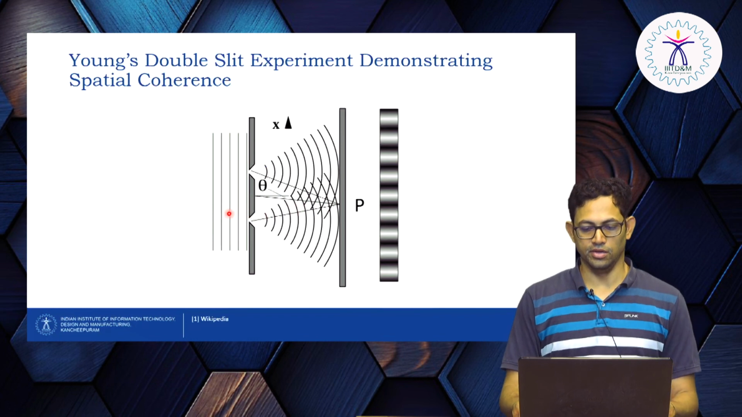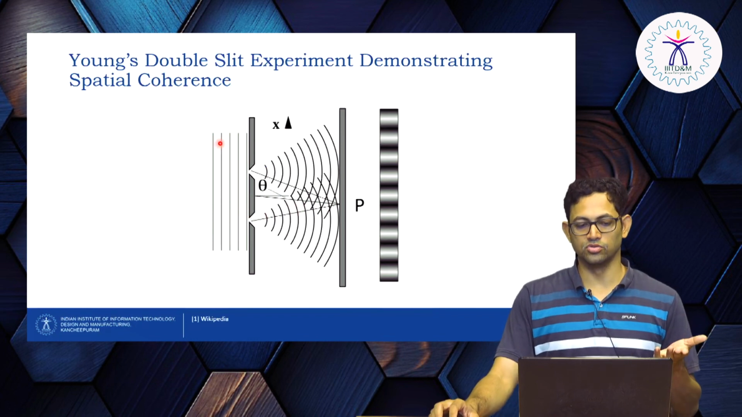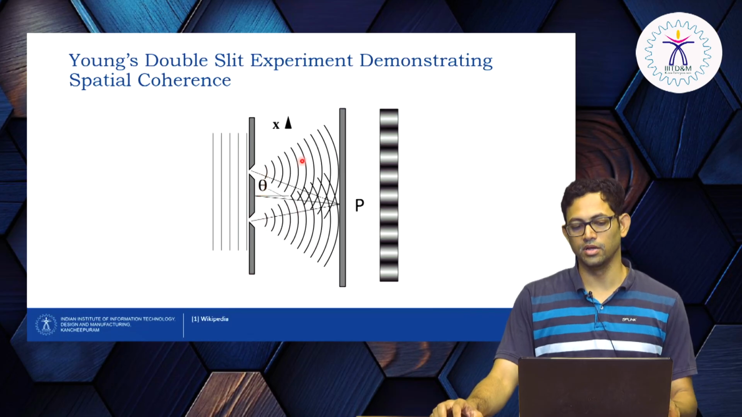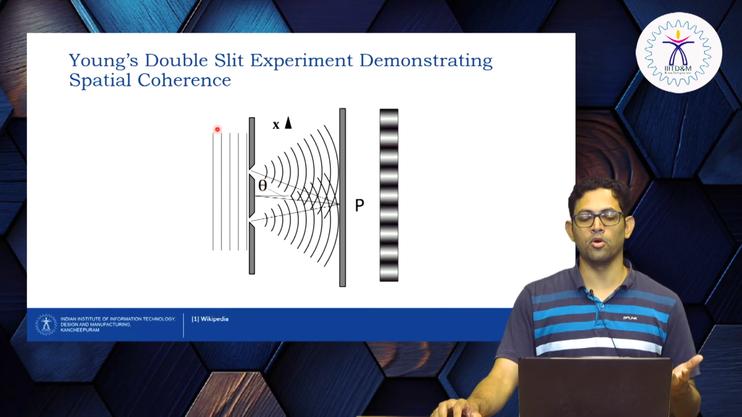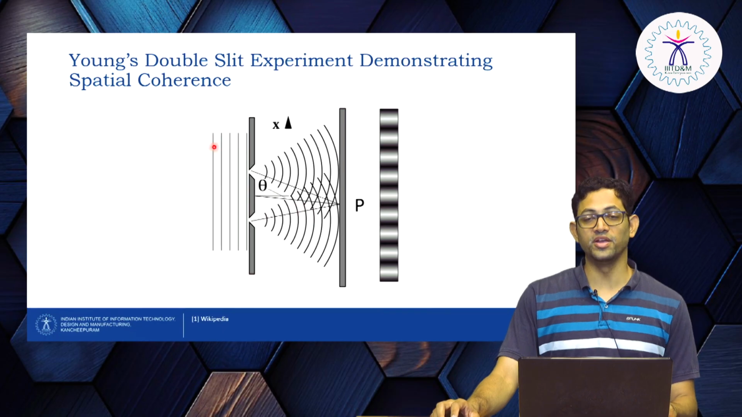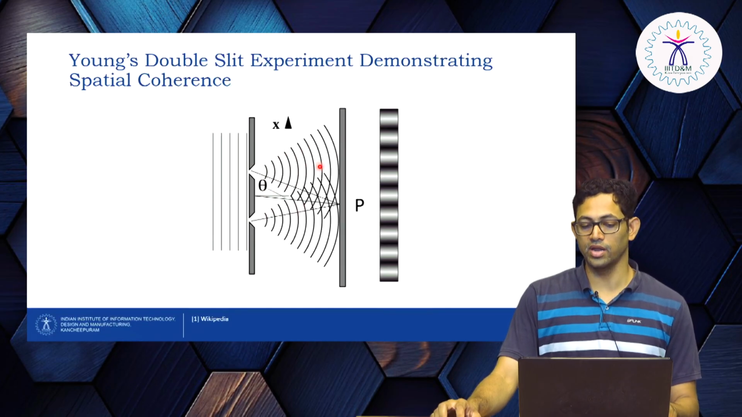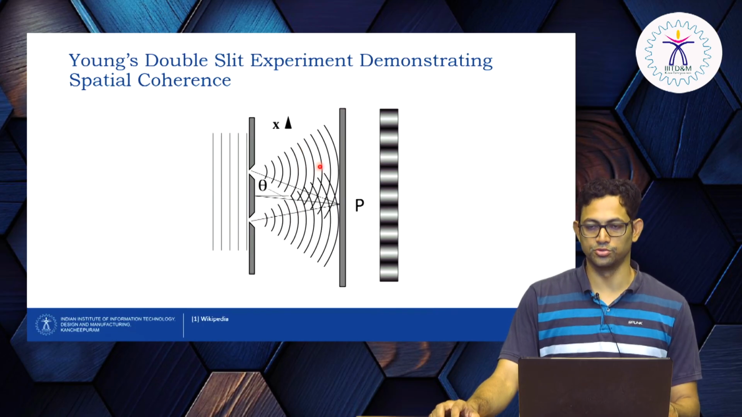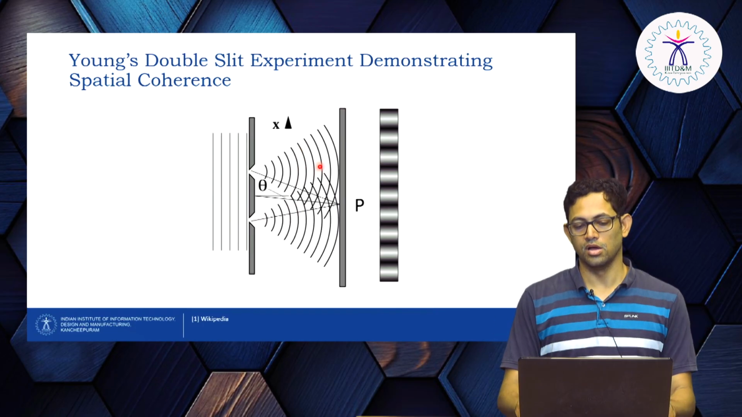Now one example that you see is Young's double slit experiment. It demonstrates spatial coherence, right? You can see the water waves propagating and hitting both the slits together, and it becomes a spatially coherent light source. So this is one example. Just for demonstration, I showed you how you can see spatial coherence in real life as well.